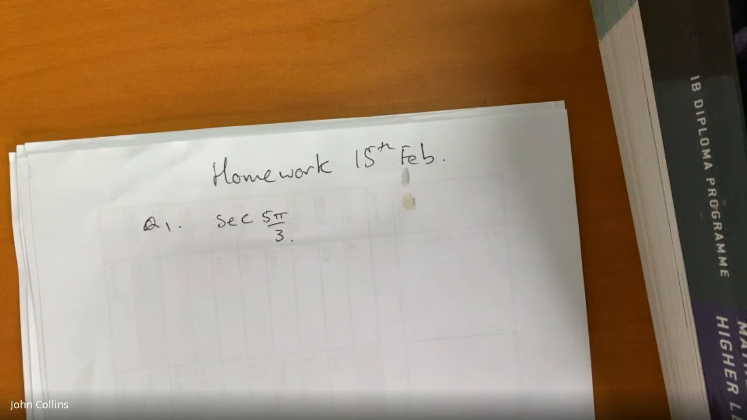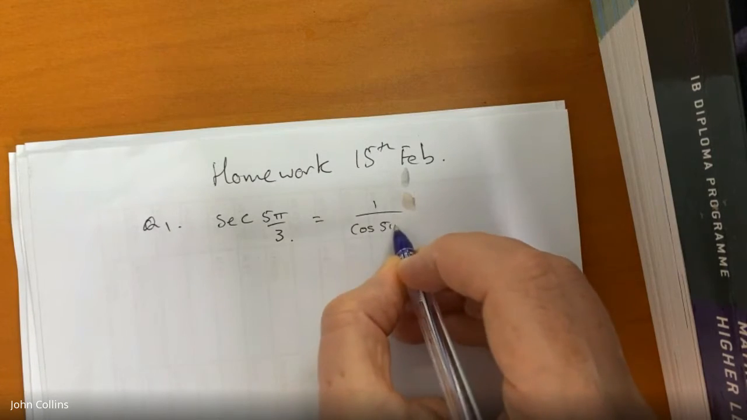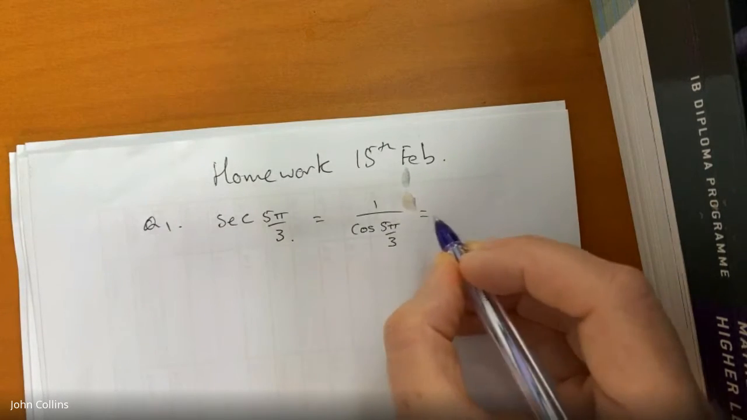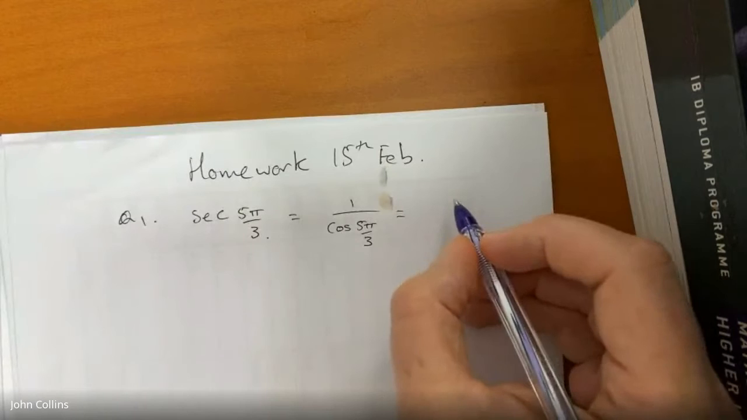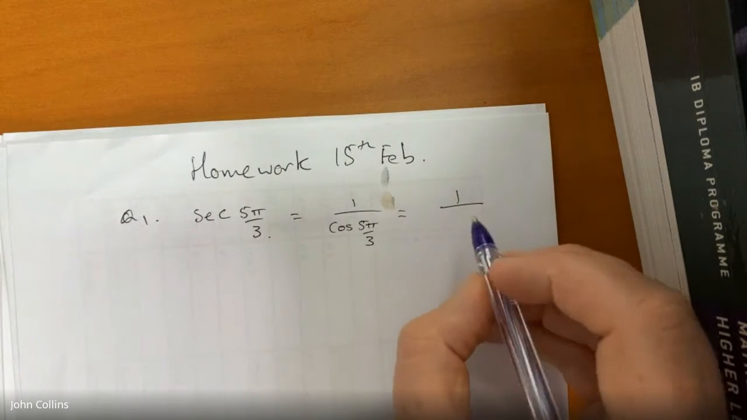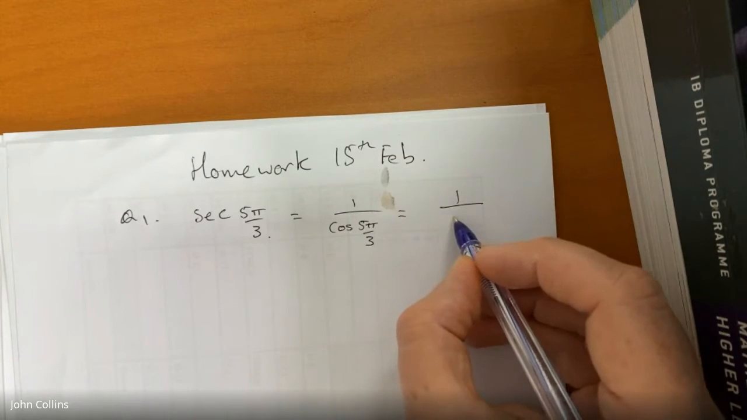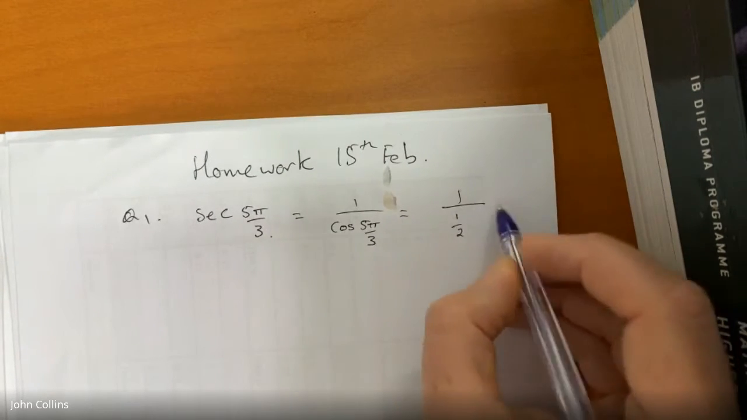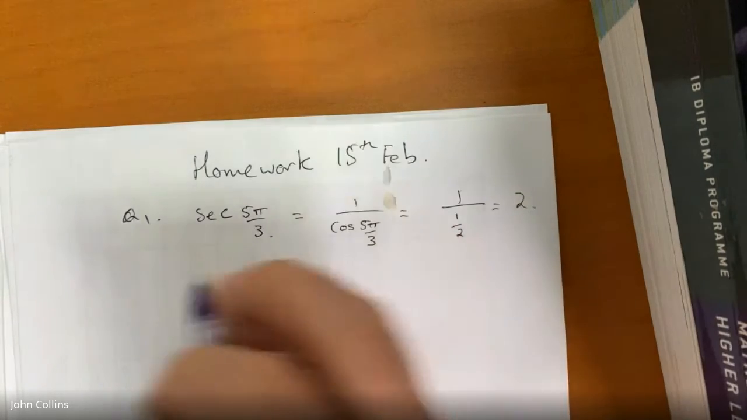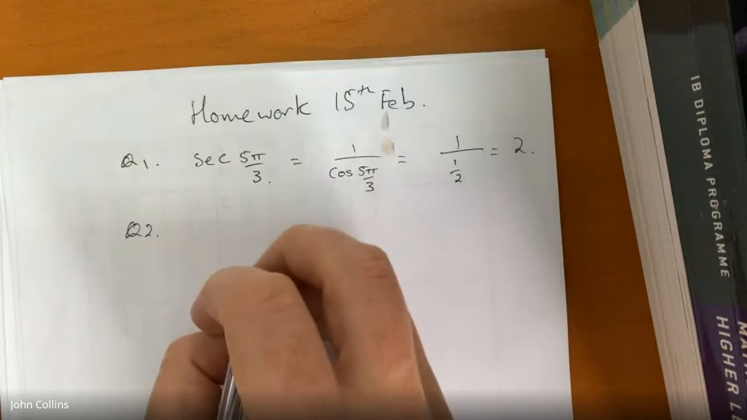Did you get an answer for that one? Yes, I did. I got 2. Yeah. So that would be 1 over cos 5 pi over 3. 5 pi over 3 is a known angle, isn't it? It'll be in the 4th quadrant. So therefore cos will be positive in there, and it's a half, and then 1 over a half is 2. Okay, very good. Question 2 then.